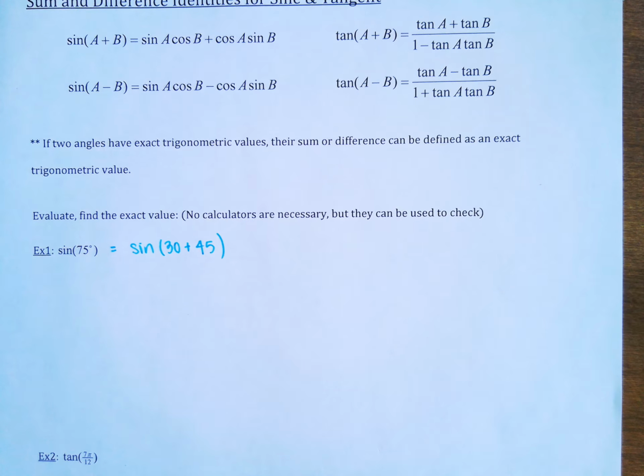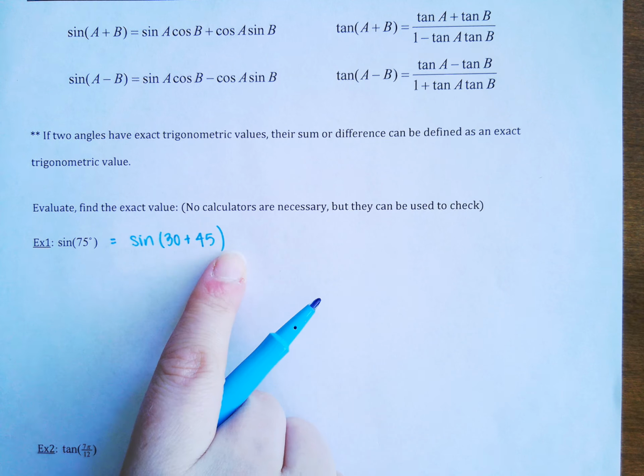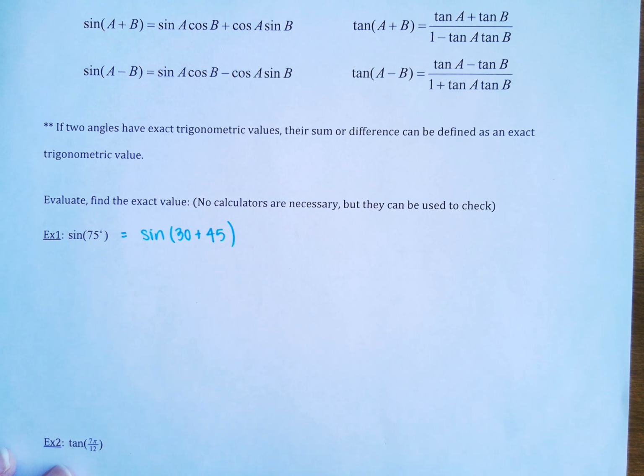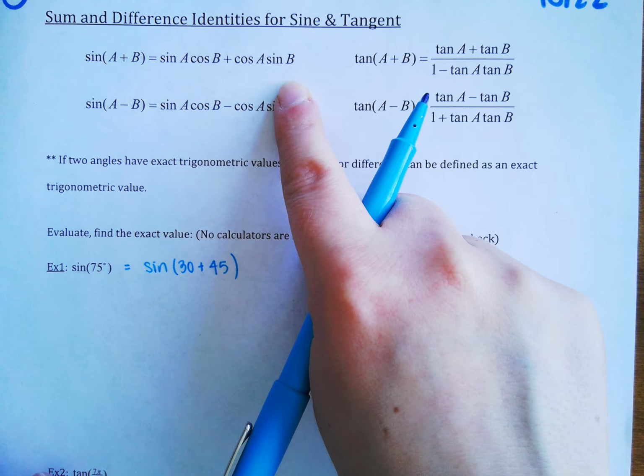And remember, we can't actually distribute that sine throughout. These aren't parentheses that we do that with. Sine is a function, so we're taking the function of something. It's like we can't distribute a square, we can't distribute a square root. Those are all functions of that. But we can find this in a different way by applying the sum and difference.